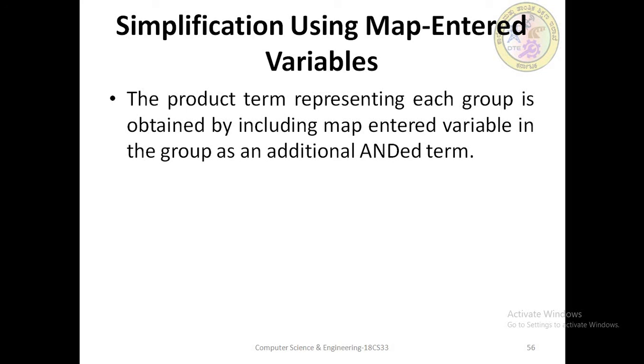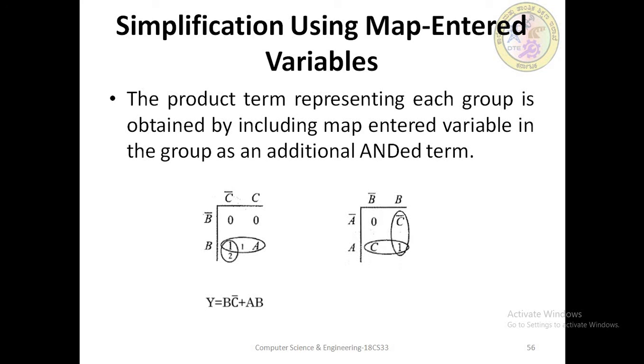The product term representing each group is obtained by including the map entered variable in the group as an additional AND term. This is nothing but A as an input variable, and we are trying to have B and C as inputs. The same applies here.